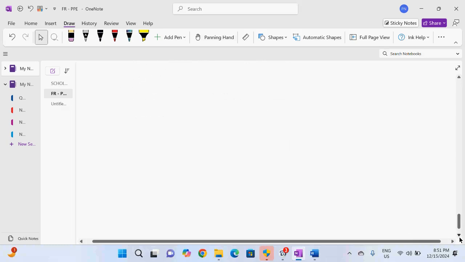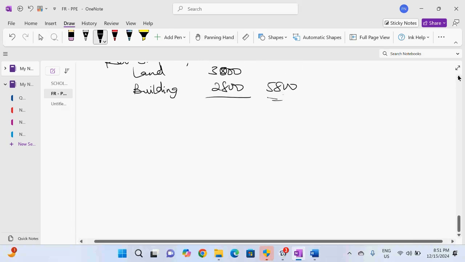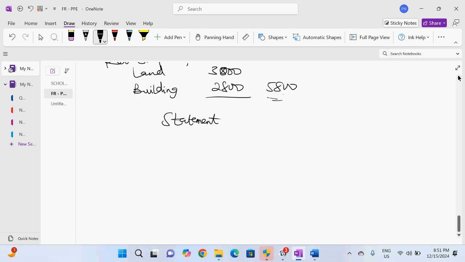Then we prepare our statement of changes in equity. Statement of changes in what? Equity. Equity is for UGDS.